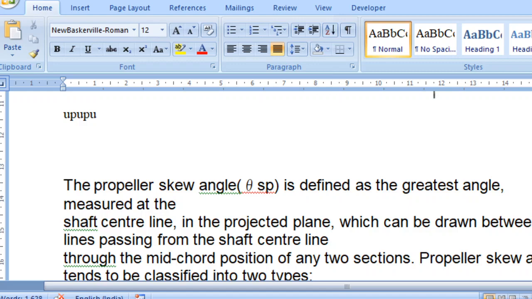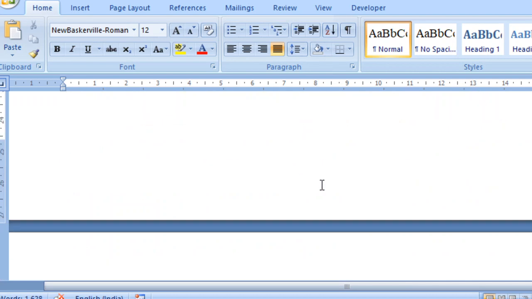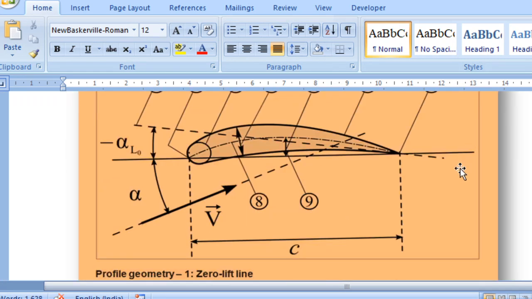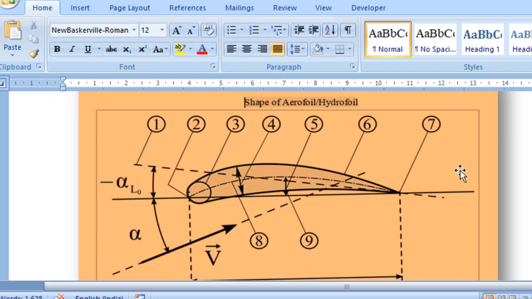Okay, so here you have got a good understanding about skew and rake, and let us come to the detailed structure of an individual blade. What does this aerofoil mean in the blade? I will show you.